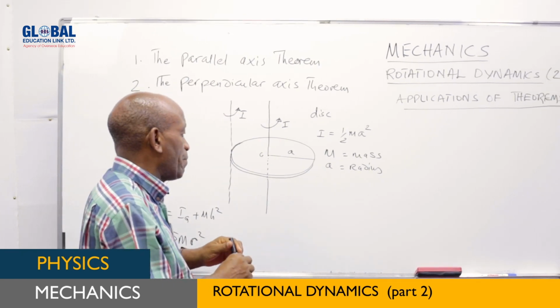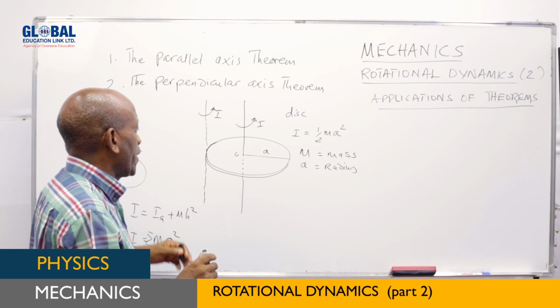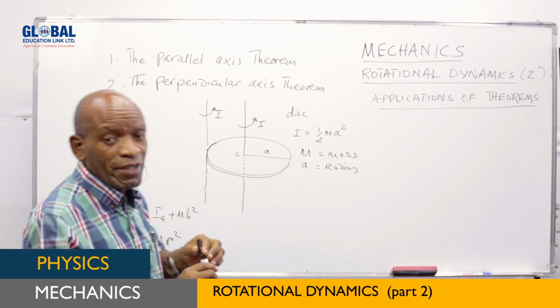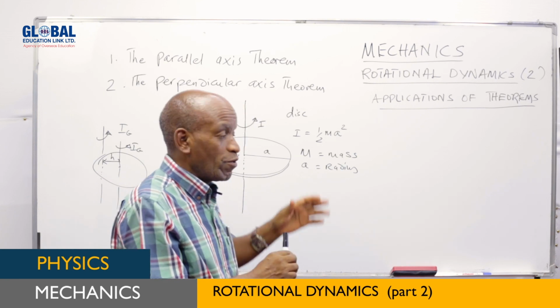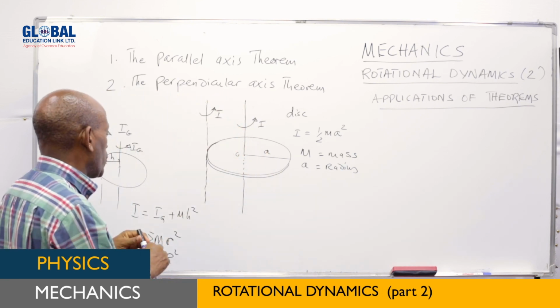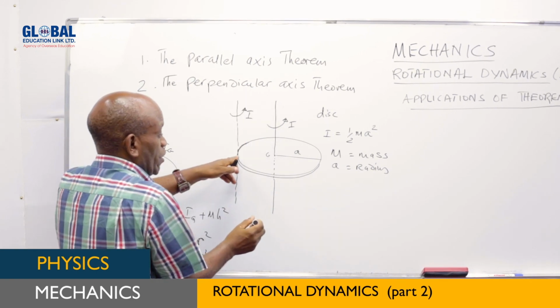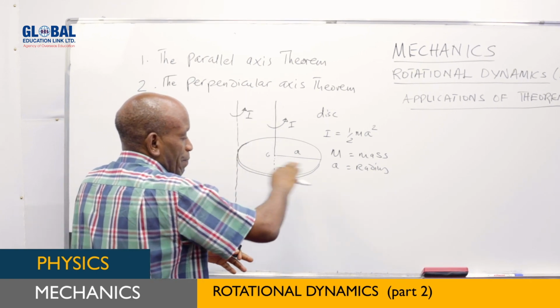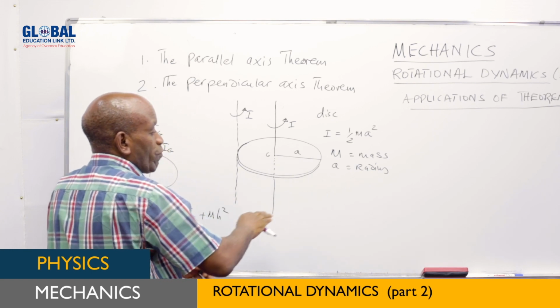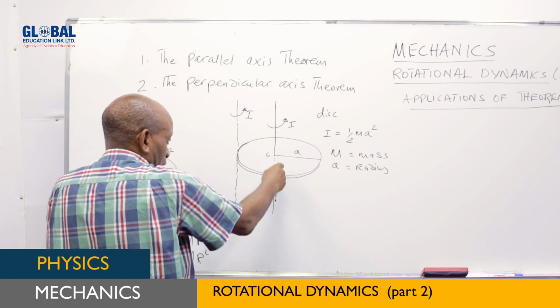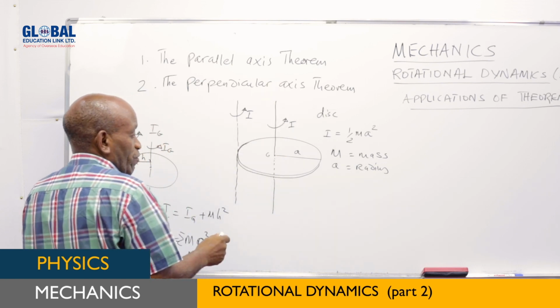Now let's come back to our disk here, and later I'll introduce the perpendicular axis theorem, but I believe in the first lesson you have really done this. So now, I'm looking at the moment of inertia through an axis passing on its rim, perpendicular to the plane of the disk, parallel with the first axis that is passing through the center of gravity of the same disk.